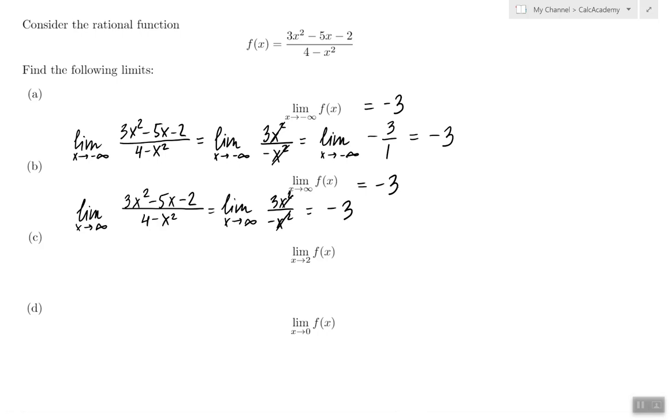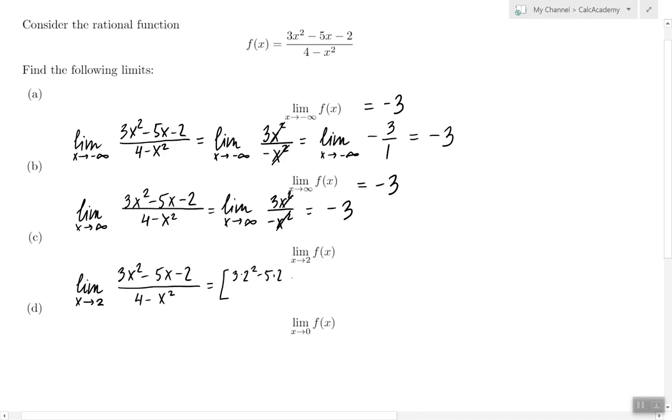Now, how do we find the limit of a rational function as x approaches a value? Well, then it depends on what that value is. So let's write out the limit. And when we're trying to find the limit of a function at a point, we always want to try and plug that point into the function. So let's go ahead and plug in 2 into this function and see what happens.